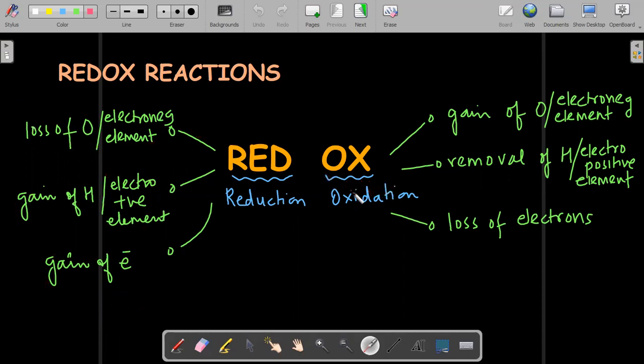Then going to oxidation, which is exactly opposite of the reduction process. It is the gain of oxygen or any electronegative element. It is the removal of hydrogen or any electropositive element. And it is also defined as the loss of electrons. Means if any species is losing electrons, we can say that oxidation is taking place, that species is getting oxidized. Similarly, if any species is gaining electrons, we can say that species is getting reduced.